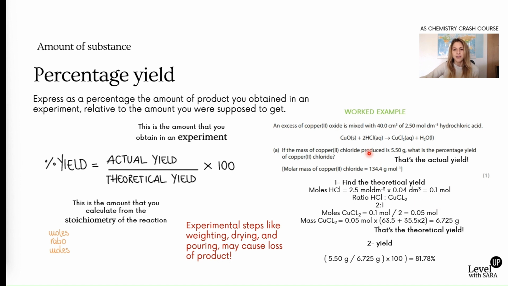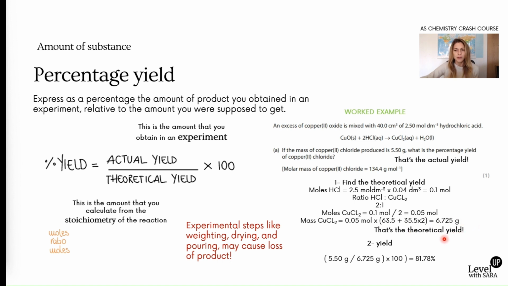Second step, ratio. The ratio between the hydrochloric acid and the product of our focus, copper chloride, would be 2 to 1. 2 to 1, therefore that would be 0.1 divided by 2. We get this value. So now we can find the mass by rearranging the equation: moles times the MR is equal to the mass. This is our theoretical yield.